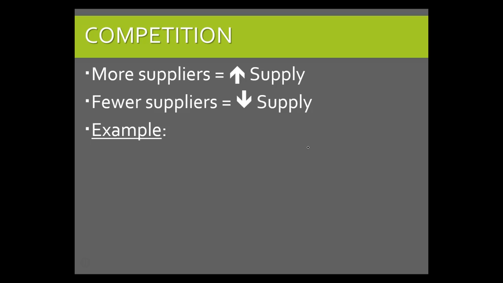Competition just means there's more people making the product, there's more product available. The supply shifts to the right. And if there are fewer suppliers, the supply shifts to the left or is reduced.